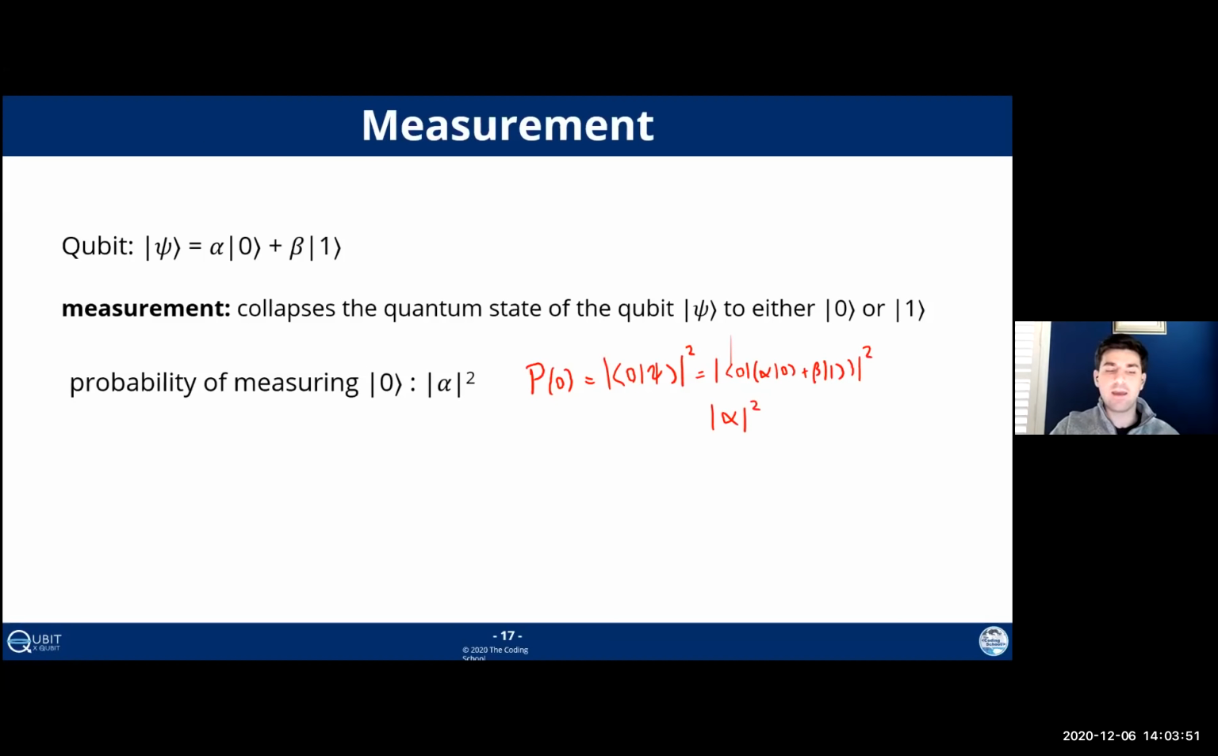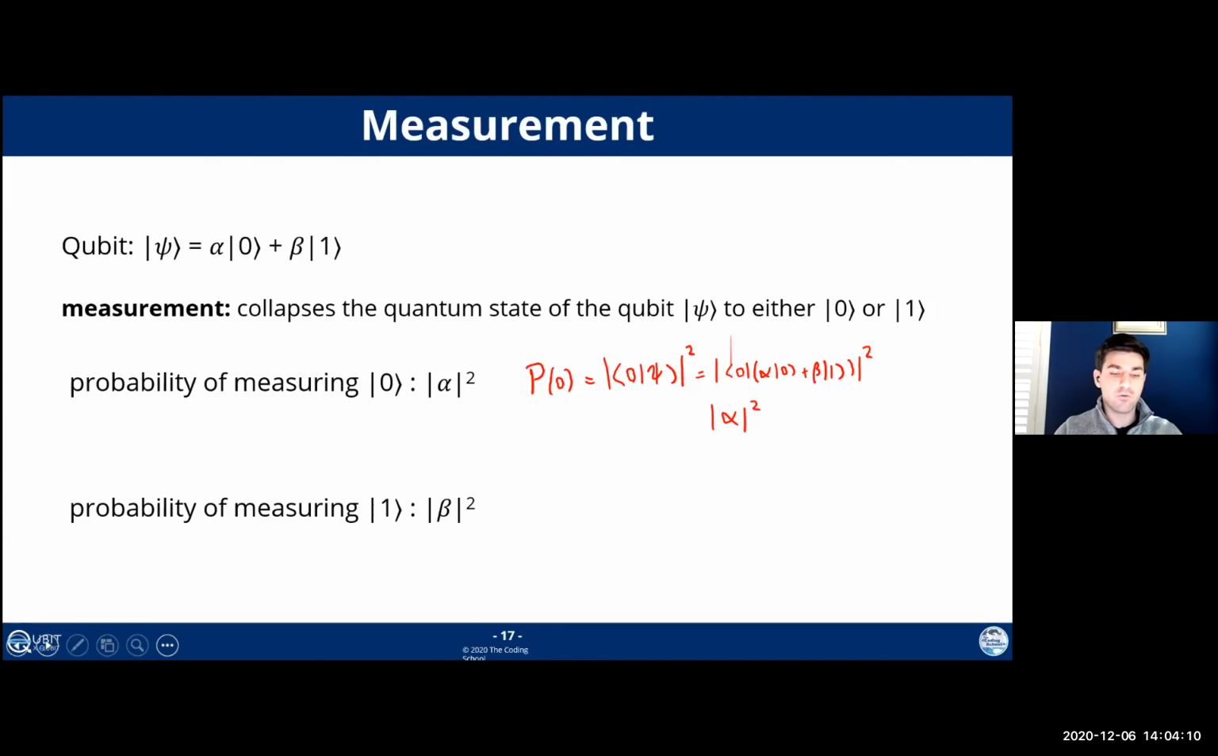And this is how we end up with the fact that when we measure our qubit that's in the superposition state, the probability of measuring 0 will be alpha squared. So that's the reason behind it, why we told you this fact a few lectures back. Now we can describe it using the math that we've learned.